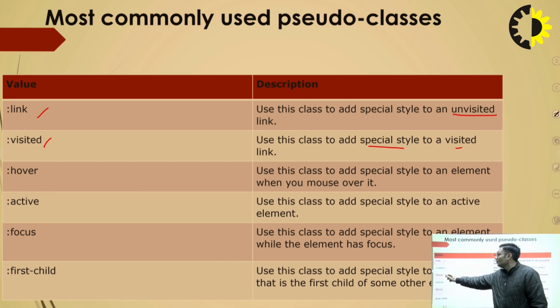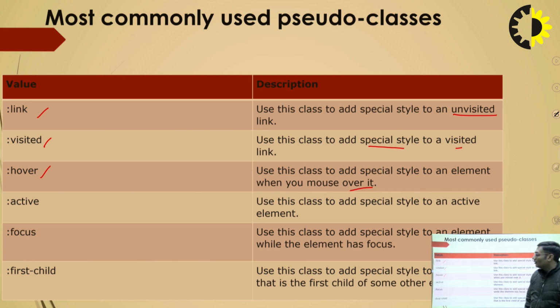Another class is colon hover. It is used to add a special style to an element when a mouse is over it. So when we place a mouse over a link, that type of class is named colon hover. Active link: if we want to change the color of an active link, then we can use the colon active pseudo class. If we want to make it focused, then we can use colon focus.